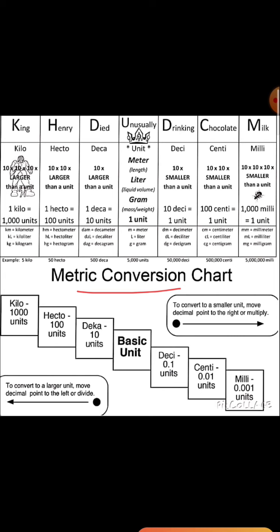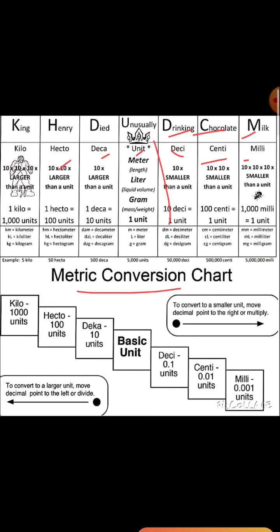King is kilo, Henry is hecto, died is deca, and usually is unit, meaning the basic unit, then drinking is deci, chocolate is centi, milk is milli. So this chart is very important. Make this chart in your classwork copy, and remember it. Kilo is the higher unit, then hecto, then deca, then unit, then deci, centi, milli, and these are the smaller units.